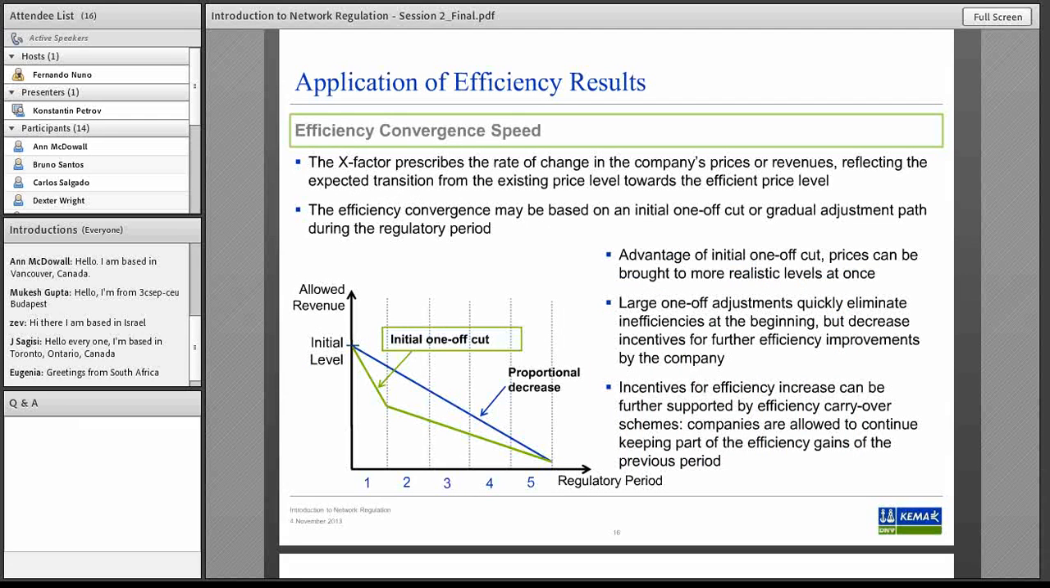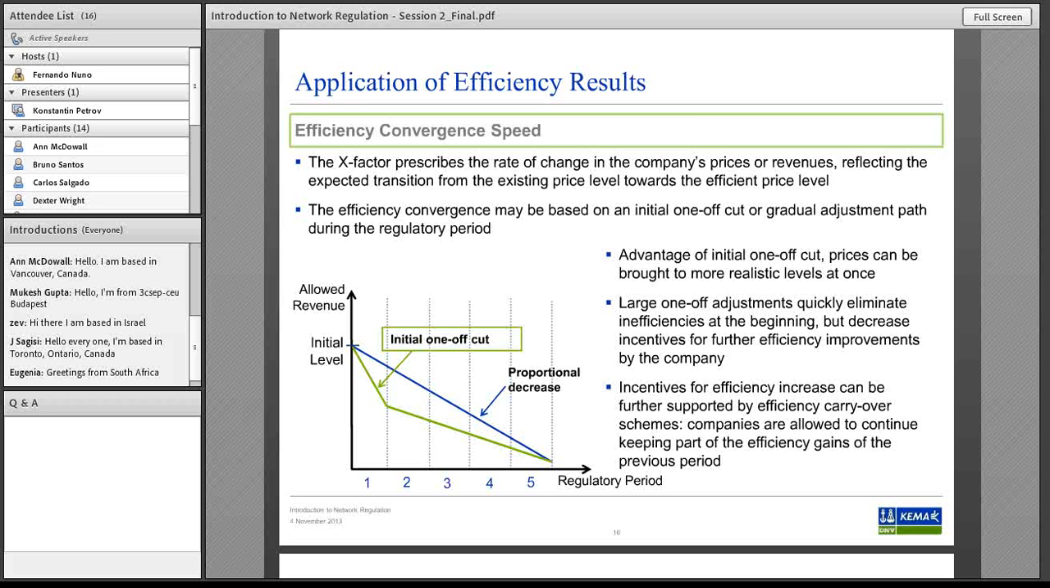And this slide number 16 is again what I described. It is the form of the convergence. You can see the blue line, which is a proportional increase of efficiency, or in this case a proportional decrease of cost over 5 years, for example. And you can see also the green line, where we have a two-step approach. The first is to reduce a bit stronger in the first year, and then just go gradually for the rest of the regulatory period.